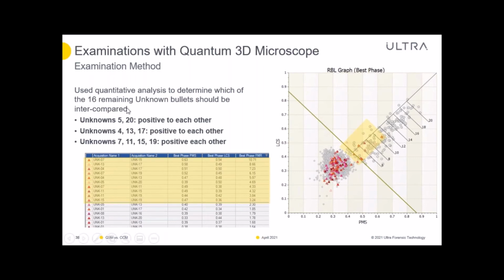Now, the first two groups here were the ones that I called inconclusive on the conventional comparison microscope. And the bottom one, there was one bullet that was inconclusive to the group. And the combination of the RBL graph as well as the superior images from the comparison viewer enabled me to make a different result, going from inconclusive to positive.